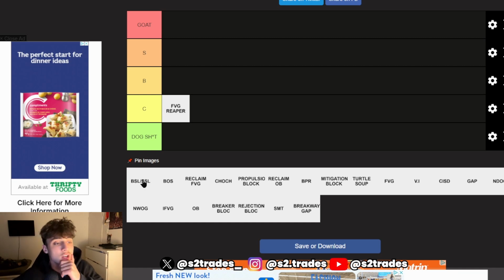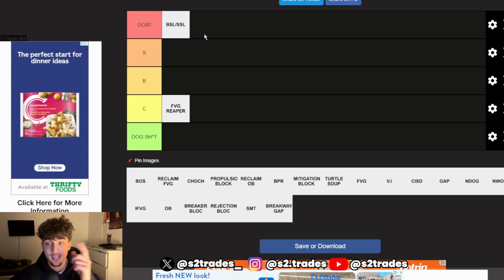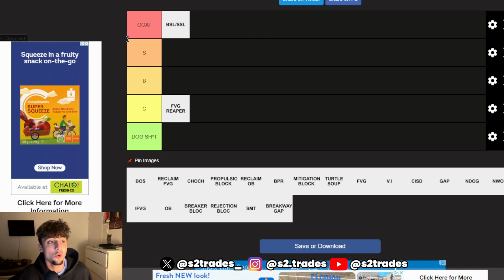The Reaper is tough. Buy side liquidity, sell side liquidity, that is GOAT. And here's why it's GOAT. You can't find a bias without it. Usually the biases are based off of a high time frame sweep of liquidity, or even a prevalent sweep, like a session sweep. Buy side liquidity, sell side liquidity sweep is always the start of every single trade. I always look for buy side liquidity to be swept or sell side liquidity to be swept.